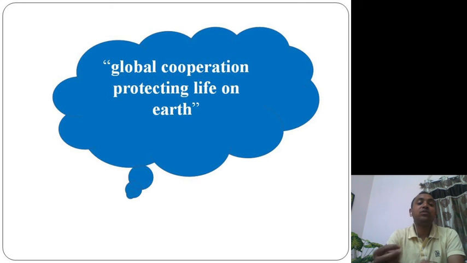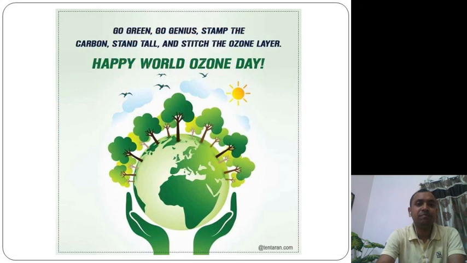So you see, so many problems are associated with the ozone if it is getting depleted. The theme for this current year, 2016, is global cooperation protecting life on Earth. So we have to work together to protect this Earth from harmful ultraviolet radiation. In the last slide, I'm talking about what we can do: go green, go genius, stamp the carbon, stand tall, and stitch the ozone layer.